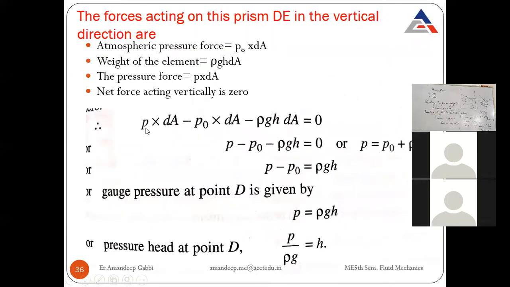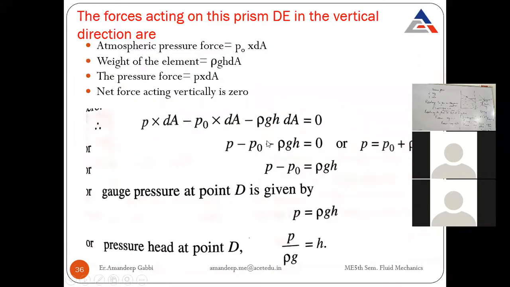Now let us see P into dA. This is the pressure force, and P can be written as rho g h also. Minus P naught into dA, where P naught is the atmospheric pressure into the small element dA, minus rho g h into dA. Here we are not putting the value P equal to rho g h. So P minus P naught minus rho g h. Now these are taken as negative.